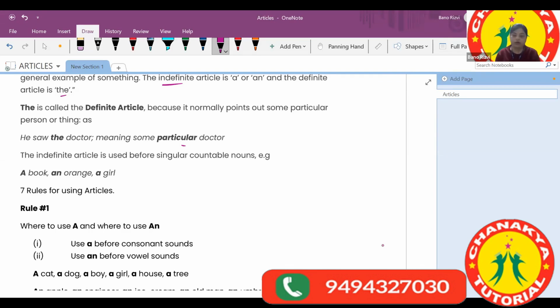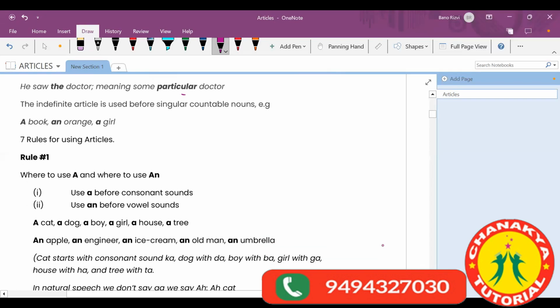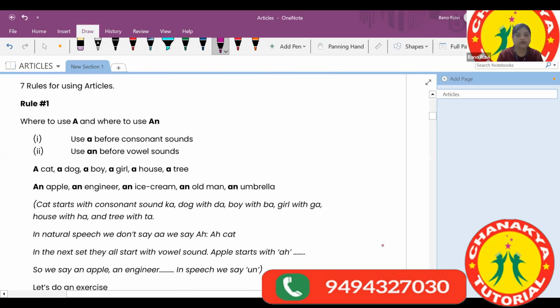Now you understood what is an article. Everyone, give me a yes sign. Yes, ma'am. Okay. So now we have article rules. There are 7 rules. Now, first, let's talk about the first rule.